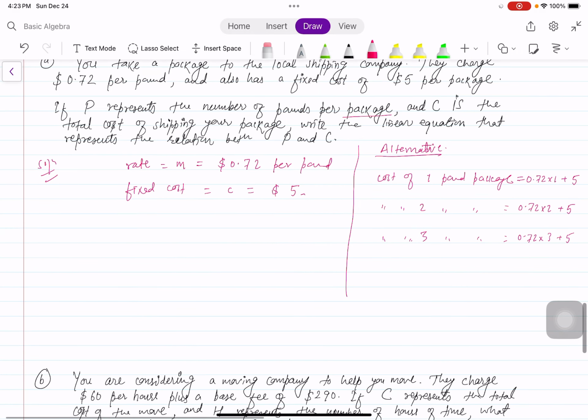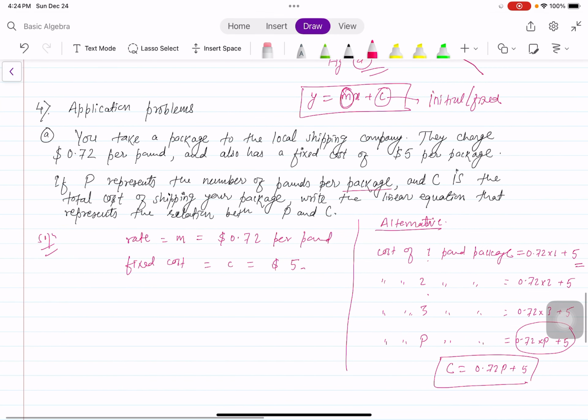So this will be the total cost when it is 1 pound, when it is 2 pound, and when it is 3 pound. So what if there are p pounds? The cost of p pounds of package equals 0.72 times p plus 5. This will be the total cost, represented by 0.72p + 5. So this is the alternative method, but since we are doing an application problem, we will use the linear equation. So here let me recall a few things again.